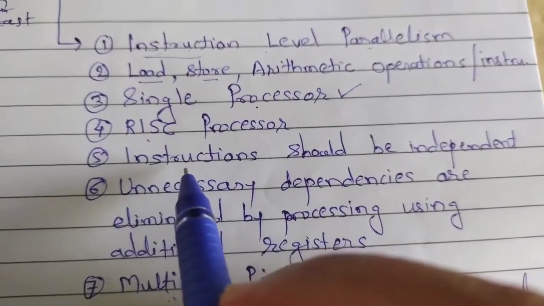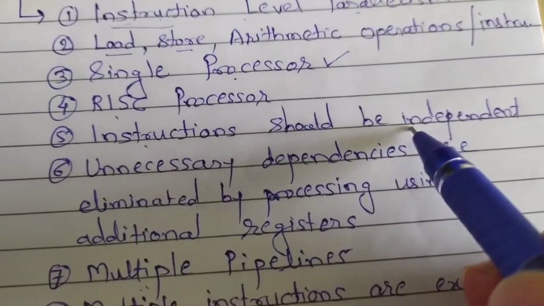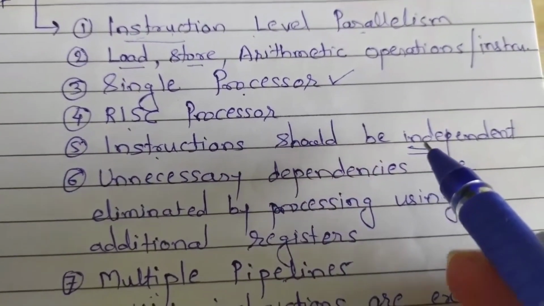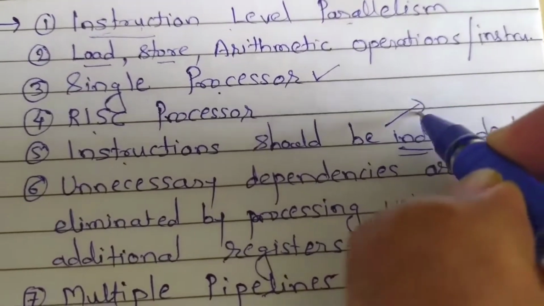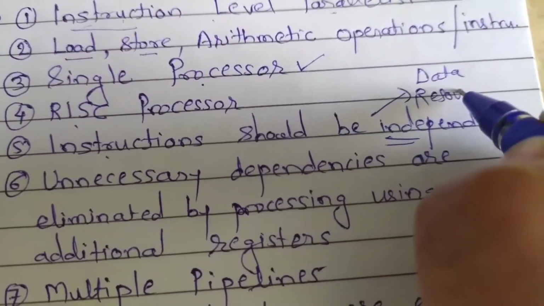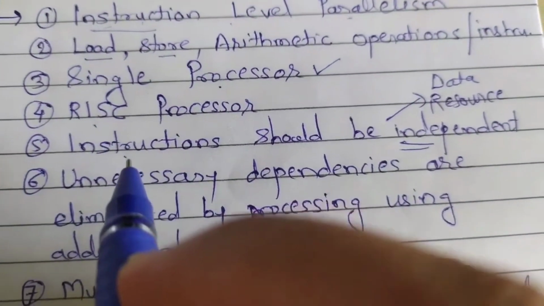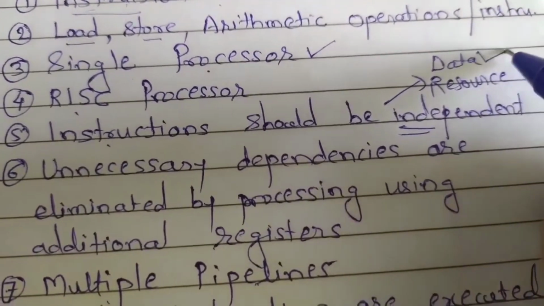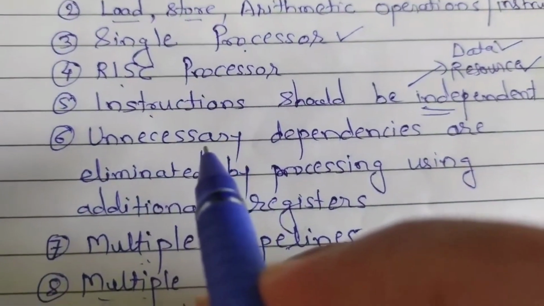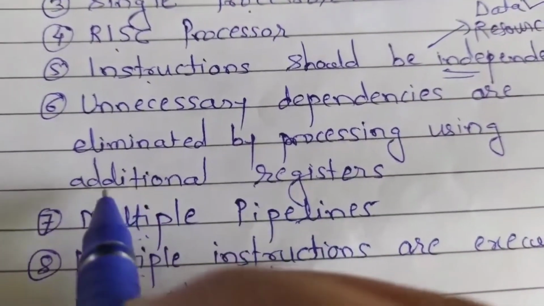When multiple instructions are executed parallelly, these instructions should be independent. Independent in the sense that there should not be any dependency between the instructions. Dependency can be for data or for resource. So when multiple instructions are executed parallelly by using a superscalar processor, there should not be any data dependency or resource dependency. If there is any dependency, that unnecessary dependency can be eliminated by using additional registers.